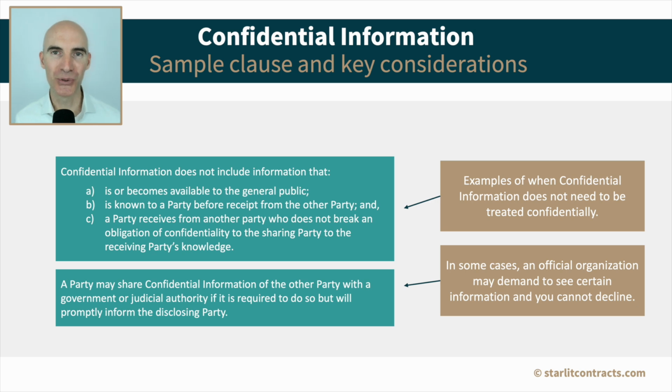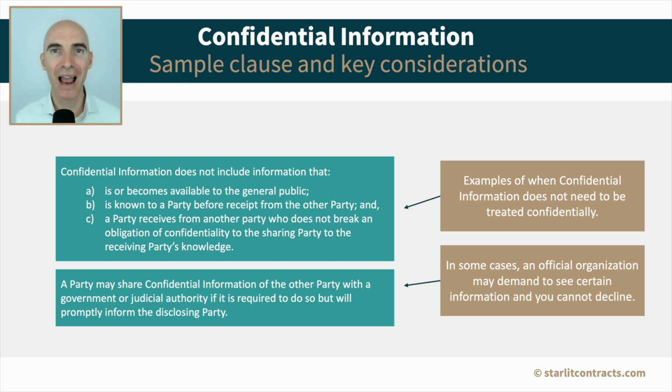So our clause continues, confidential information does not include information that is or becomes available to the general public, is known to a party before receipt from the other party, and a party receives from another party who does not break an obligation of confidentiality to the sharing party to the receiving party's knowledge. It is typical to see A, B, and C in a contract as exceptions to when the obligation of confidentiality would apply. In other words, if you provide what you consider to be confidential information to me, but then A, B, or C applies, then I would be able to use that confidential information in the way that I deem appropriate.